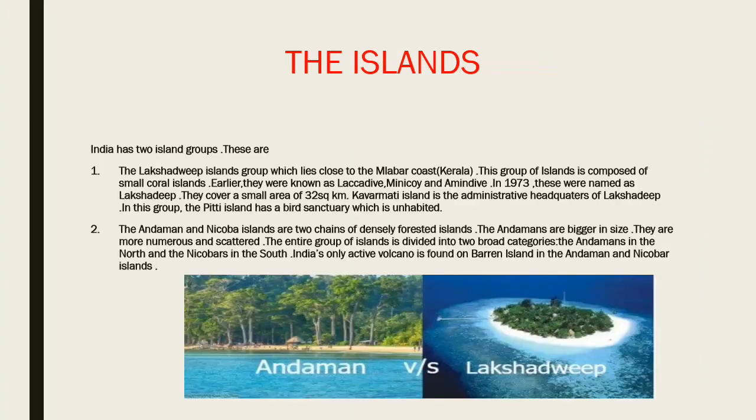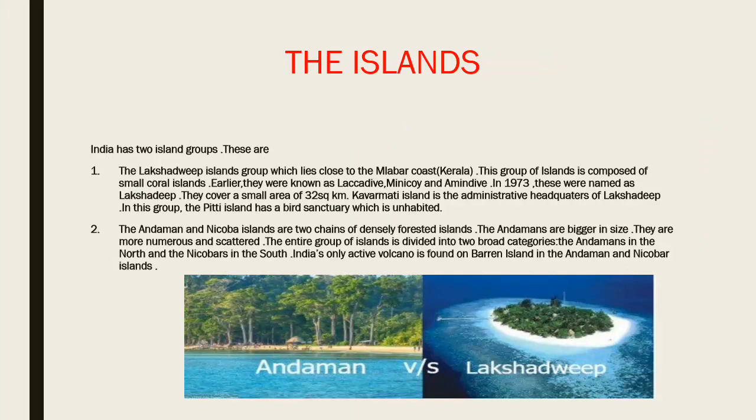Then come to the islands. India has two island groups. These are the Lakshadweep Island group, which lies close to the Malabar coast, that is Kerala. This group of islands is composed of small coral islands. Earlier they were known as Laccadive, Minicoy and Amindivi. In 1973, these were named Lakshadweep.